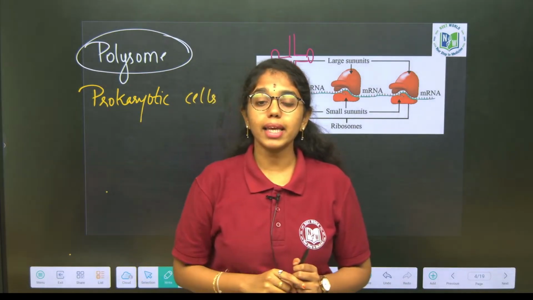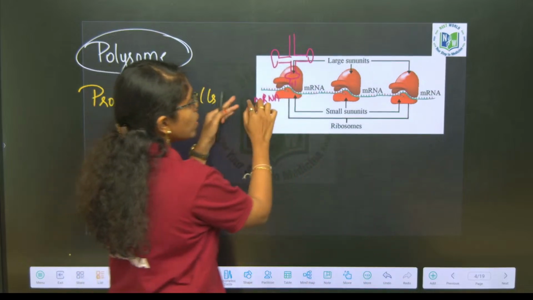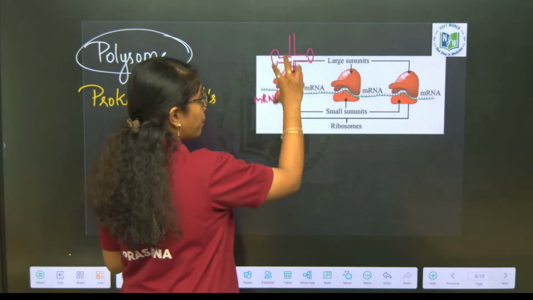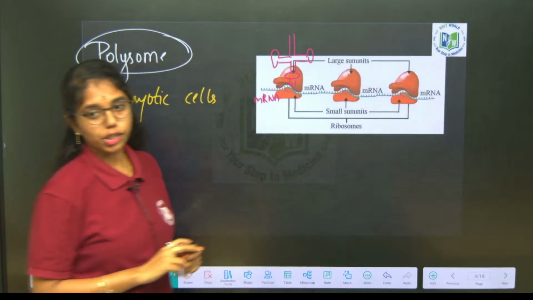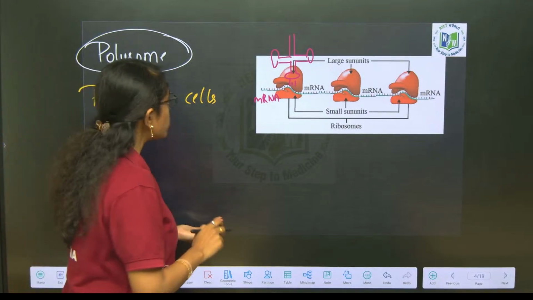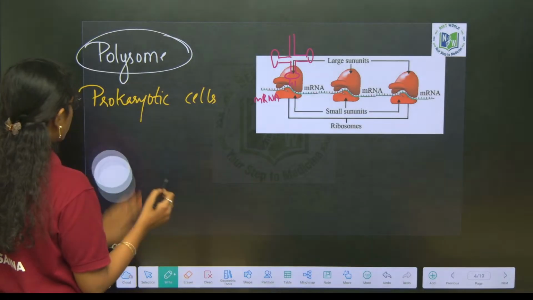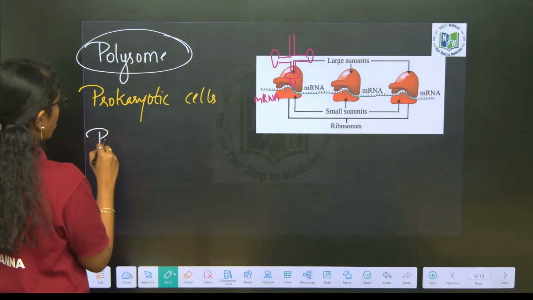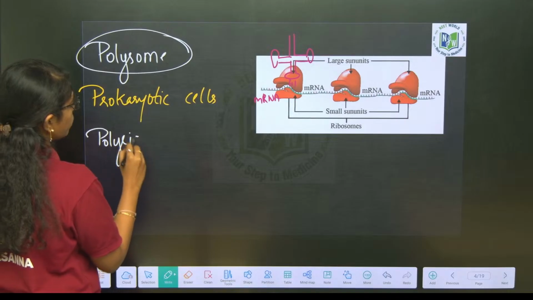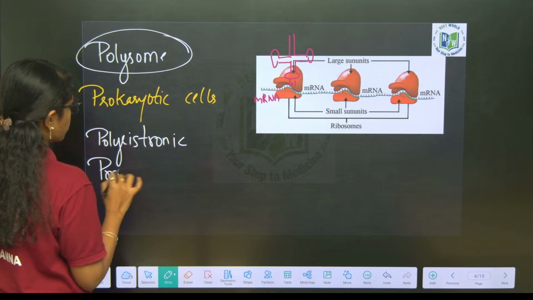But that is not the case in the prokaryotic cell. What happens is, to a single mRNA chain, many ribosomes will come and attach. Multiple ribosomes will come and attach, which gives you polycistronic expression of proteins. What expression? Polycistronic expression. Polycistronic protein expression.